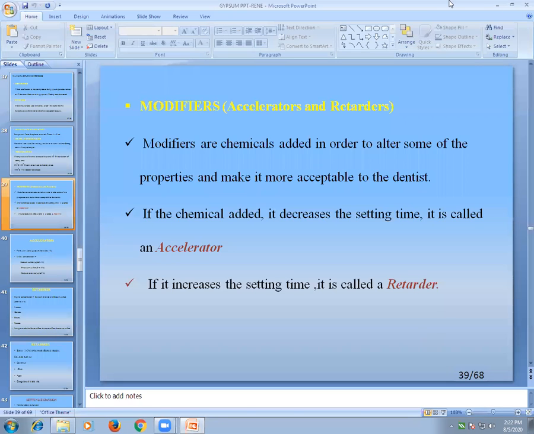So the modifiers are the chemicals. Modifiers are the chemicals added in order to alter some of the properties and make it more acceptable to the dentist. If the chemical added decreases the setting time, it is called an accelerator, and if it increases the setting time, it is called a retarder.